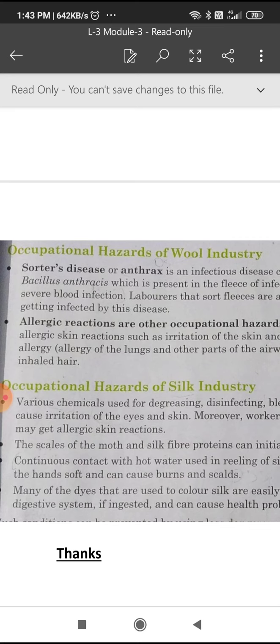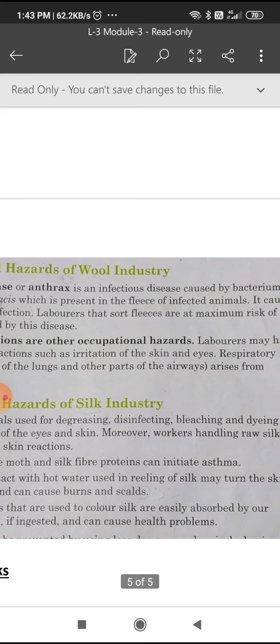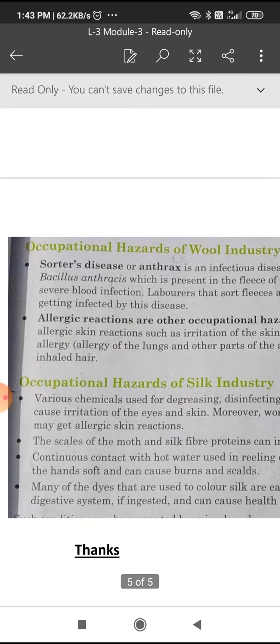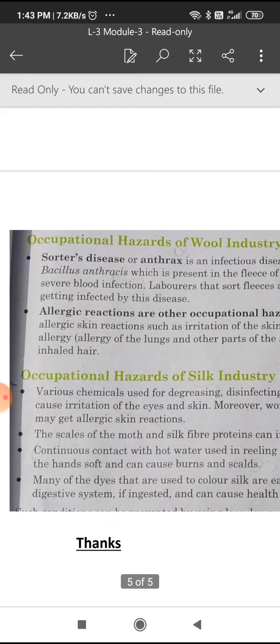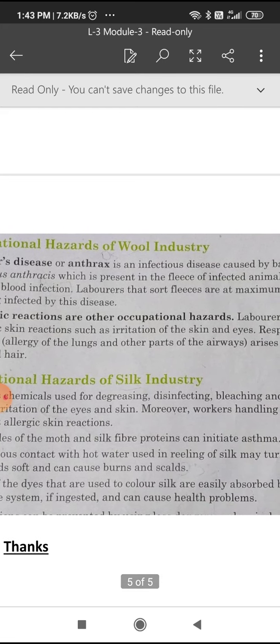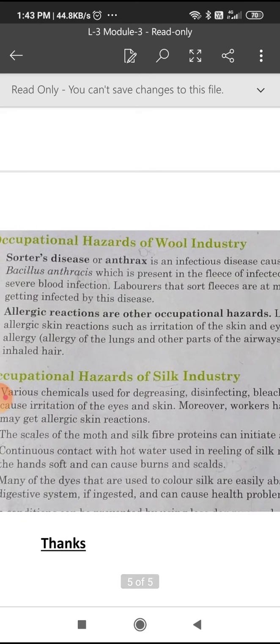And because they use many chemicals to clean the wool or in the reeling, that causes many allergic reactions. Allergic reactions are other occupational hazards. Laborers may have many allergic skin infections, such as irritation of the skin and eyes, and respiratory allergy. They might have a disease called asthma, because they are inhaling the bad chemicals used in the wool industry and the silk industry. So in the wool industry there are basically two types of diseases: Sorter's disease and many allergic reactions.